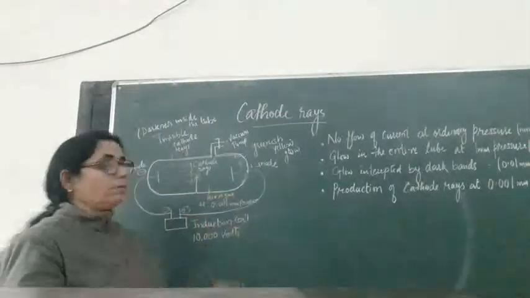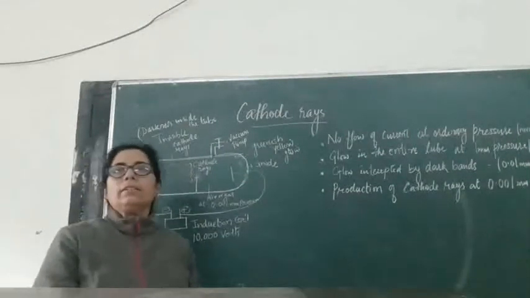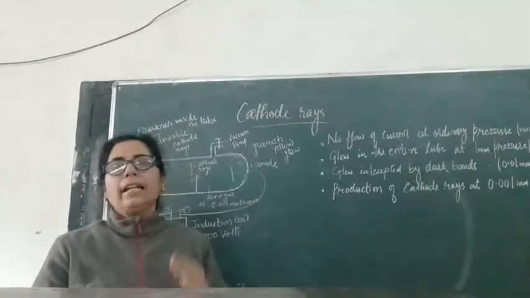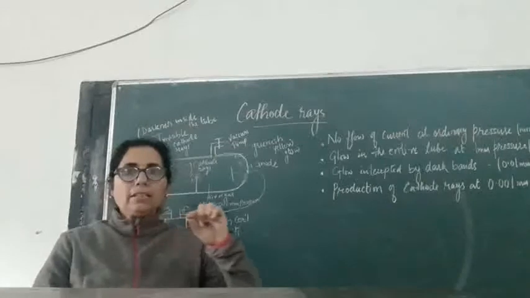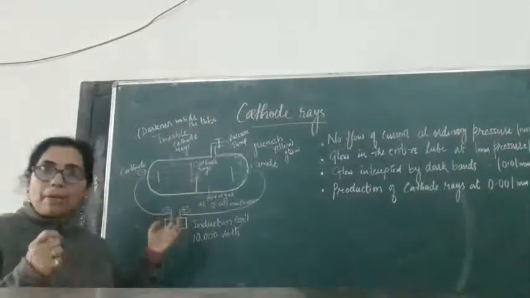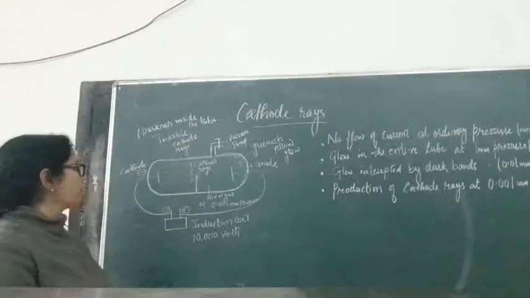And first, when the shadow was made, that also shows the property that they travel in a straight line. That these particles travel in a straight line, and having a particle nature can be studied by the rotation of this wheel.